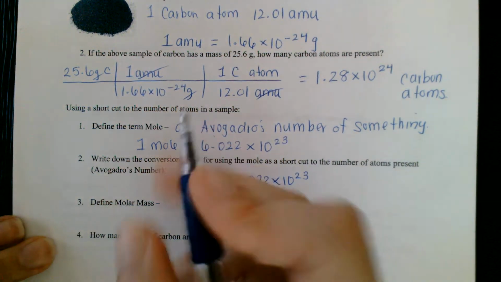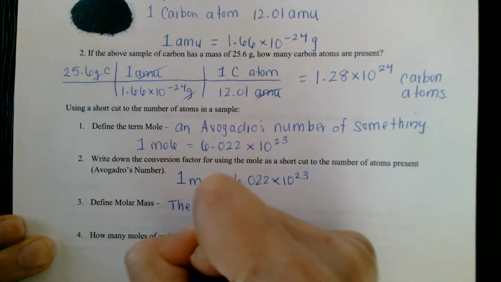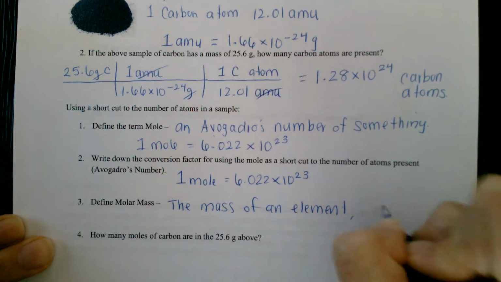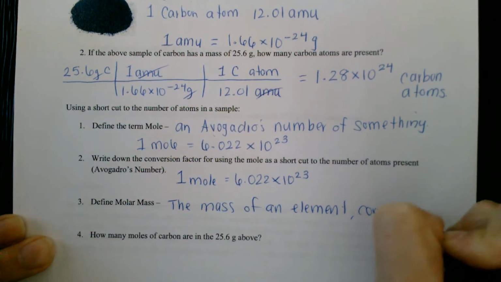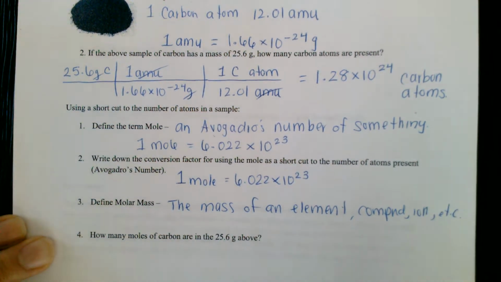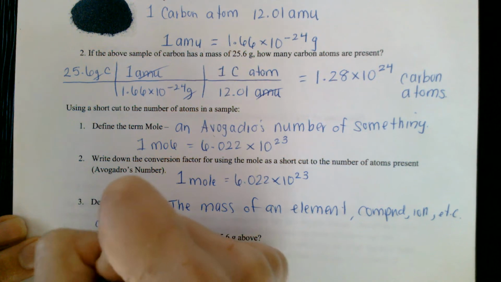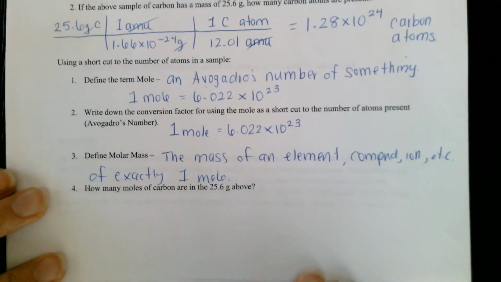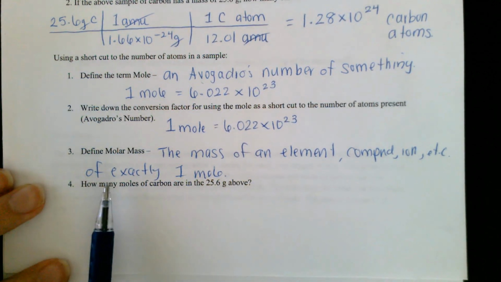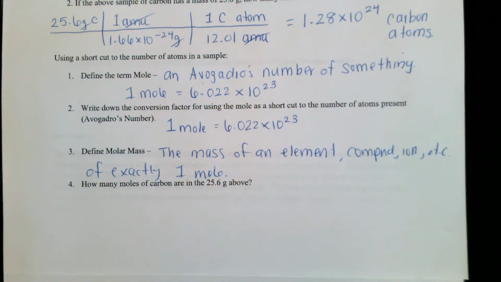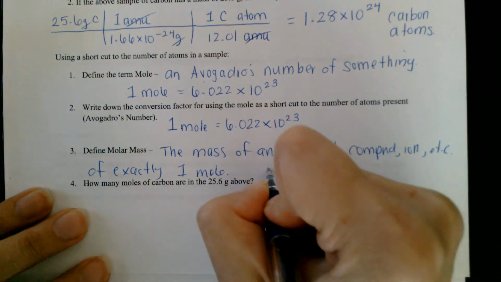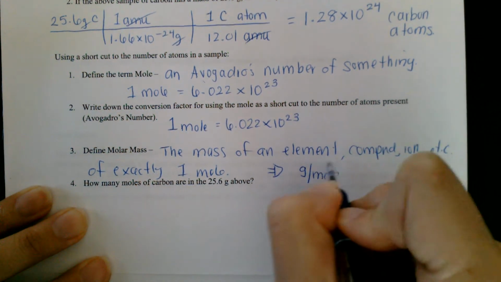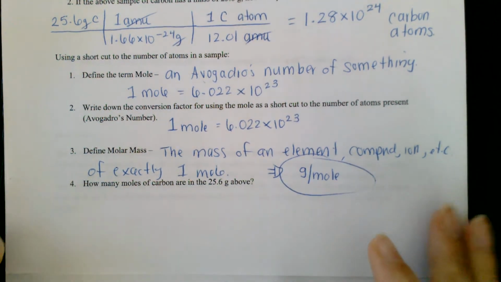Okay, so the molar mass is the mass of an element, compound, ion, etc. of exactly 1 mole. So if you have exactly 1 mole of the element, compound, ion, whatever, the mass of that is defined as the molar mass. So the units of molar mass are grams per mole.